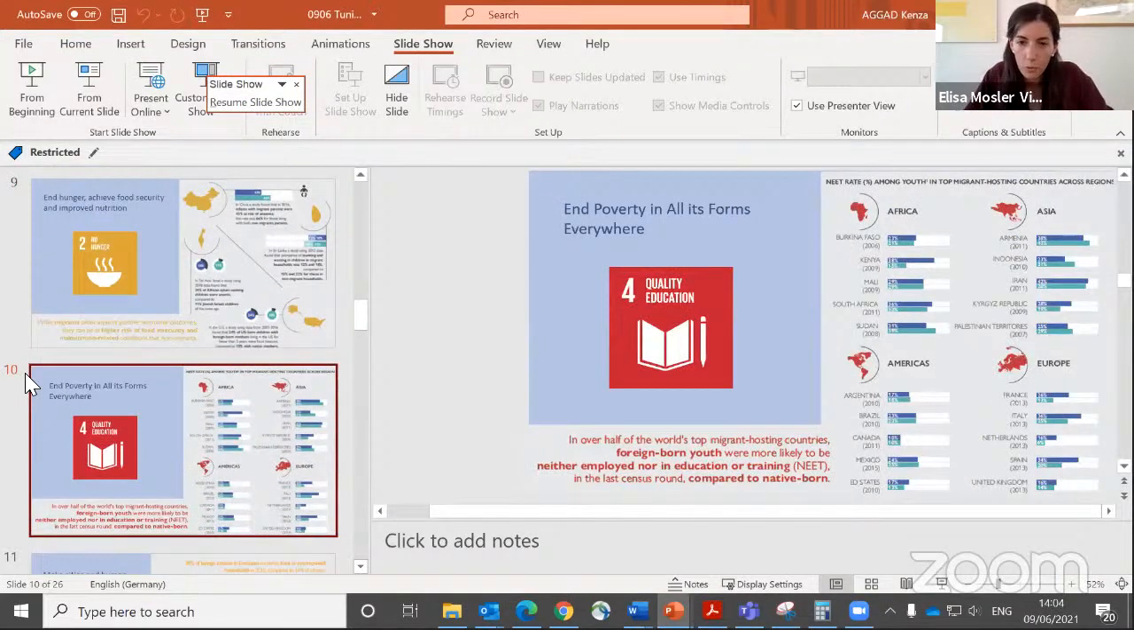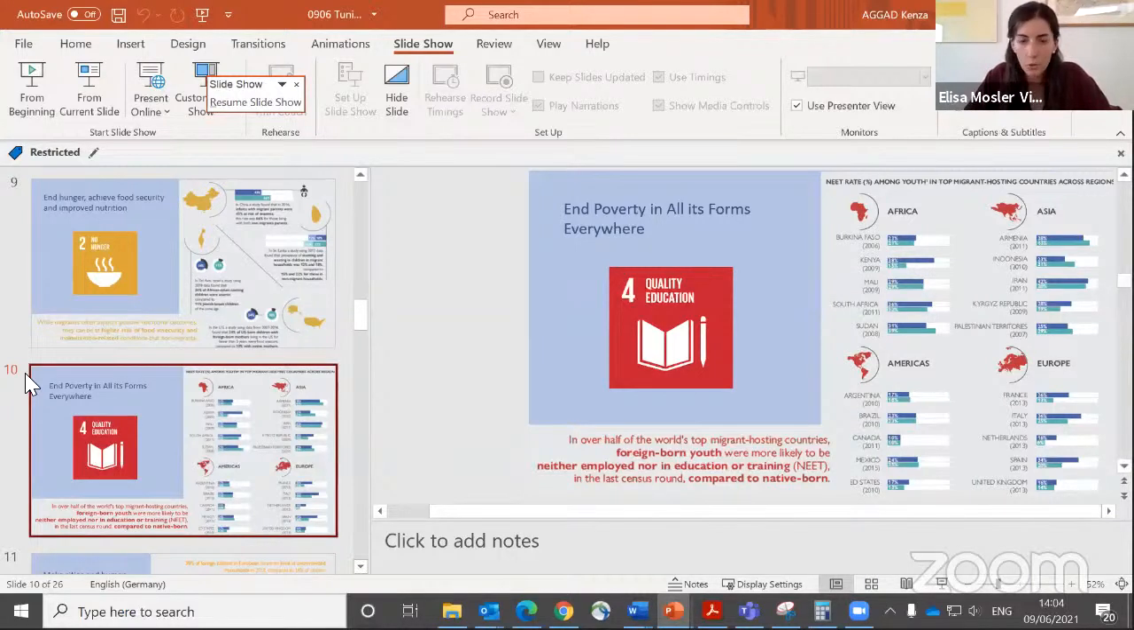So here we have one quick example about education, goal 4 on education. Using disaggregated census microdata, I found that in over half of the world's top migrant receiving or hosting countries, foreign-born youth were more likely than native-born youth to be neither employed nor in education or training, which is also named NEET in practice. This data is based on the last census round, so now it's a little bit more outdated. Hopefully we can update this soon.